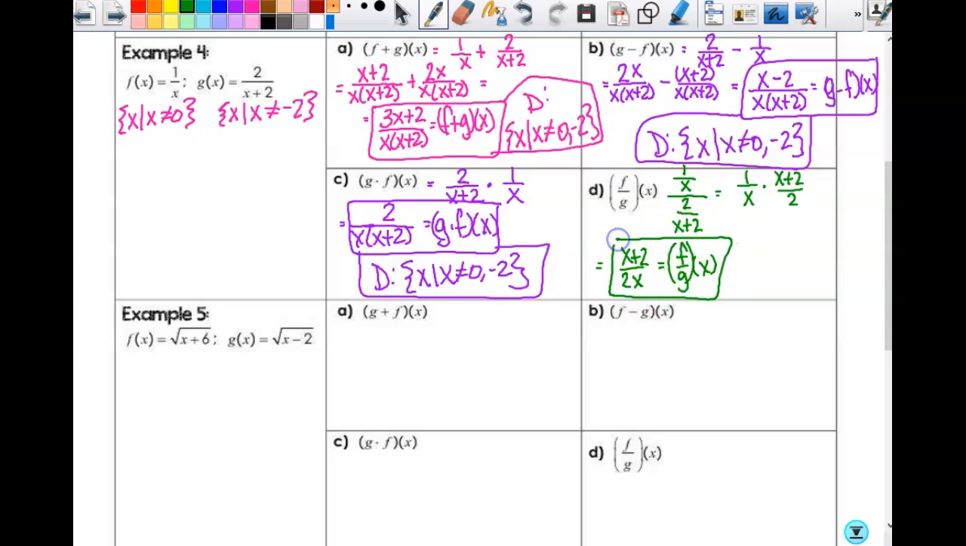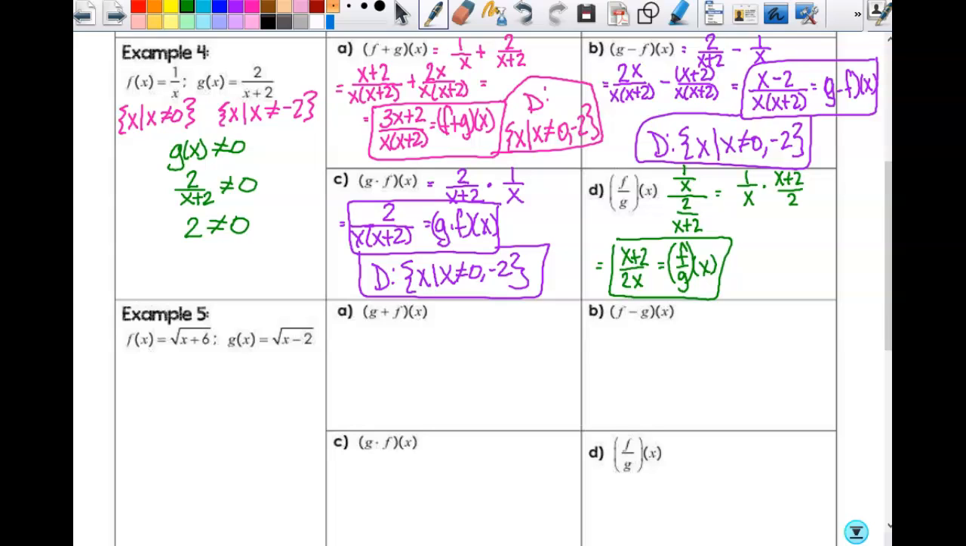So then I come over here and I say, all right, well, because I divided by g of x, g of x cannot equal 0. So 2 over x plus 2 cannot equal 0. To get that out of the denominator, I'm going to multiply both sides by x plus 2. When I do that, I get that 2 cannot equal 0. Well, is that a true statement? Yeah, 2 can't equal 0. It's a true statement. But it doesn't give me the x that we're thinking that we should get, right?